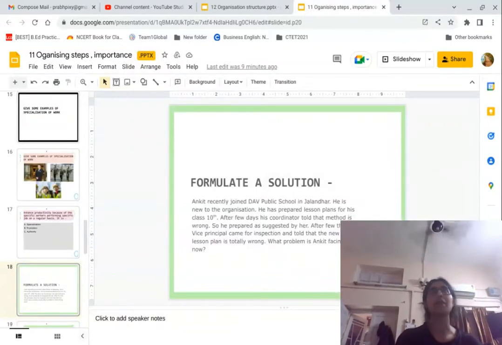Now you have to become the problem solvers, and that's the best part. Ankit recently joined DAV Public School in Jalandhar. He is new to the organization. He has prepared lesson plans for his class 10th. After a few days, his coordinator told him that the method is wrong, so he prepared as suggested by her. After a few days, the vice principal came for inspection and told him that the new lesson plan is totally wrong. What's the problem Ankit is facing now?